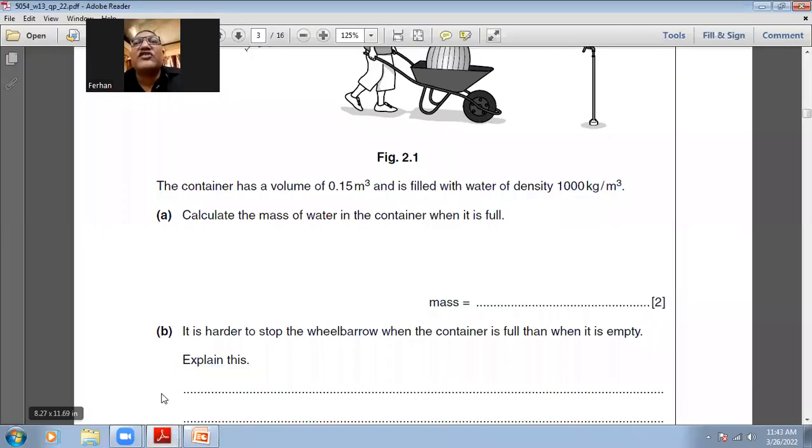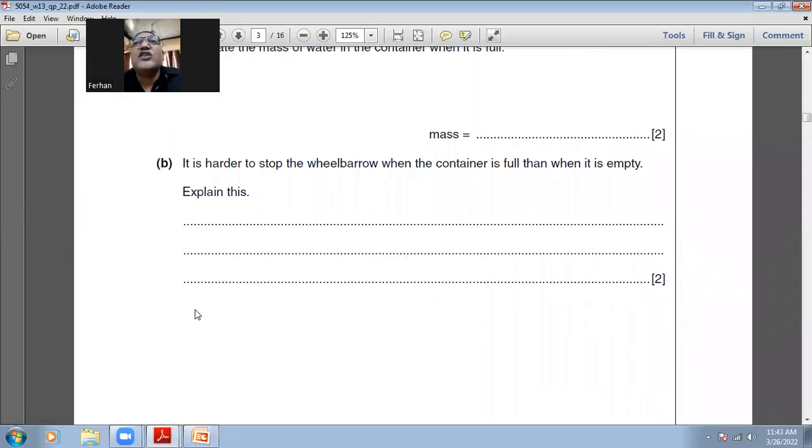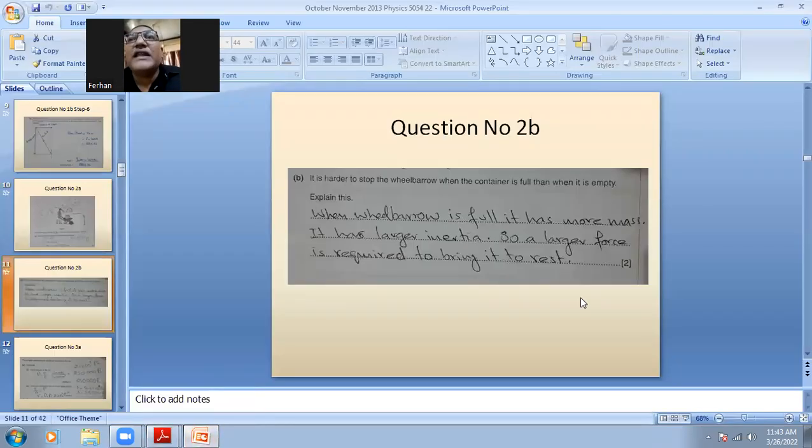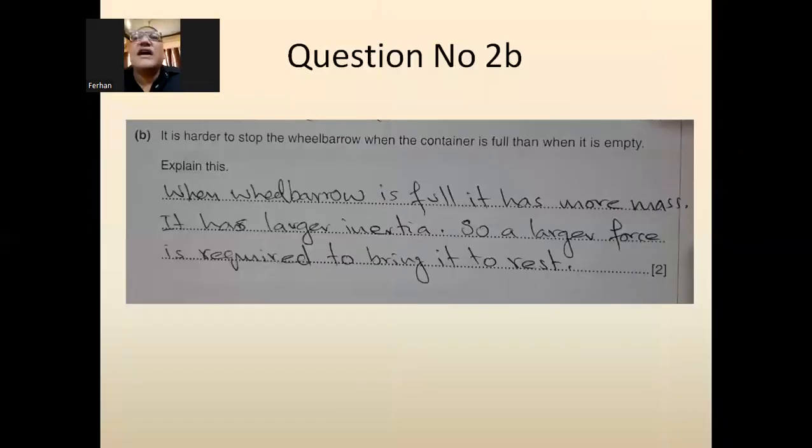He says in the next question that it is harder to stop the wheelbarrow when the container is full than when it is empty. Explain this. You see, when the wheelbarrow is full with water, the mass of that whole thing becomes larger because that has water in it. So the mass becomes larger. When the mass becomes larger, its inertia becomes larger, and you require a larger force to create the same deceleration.